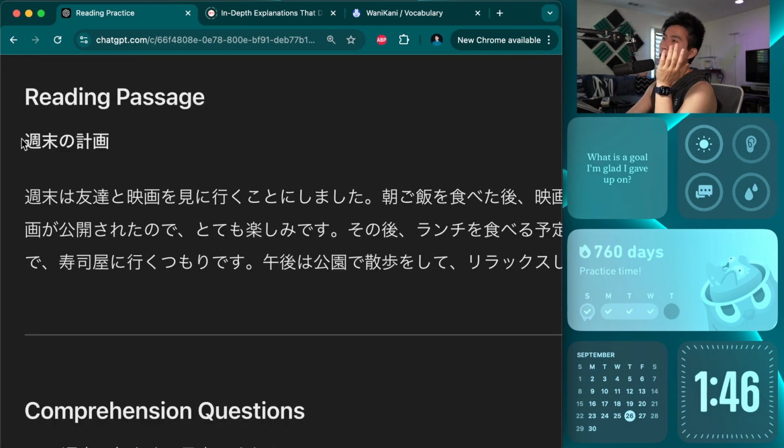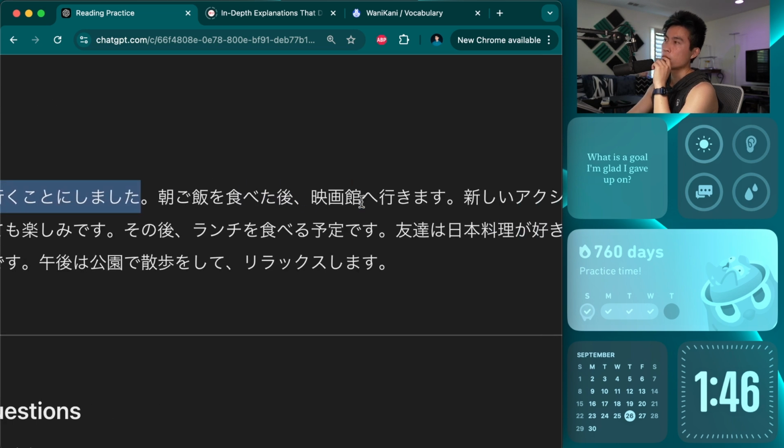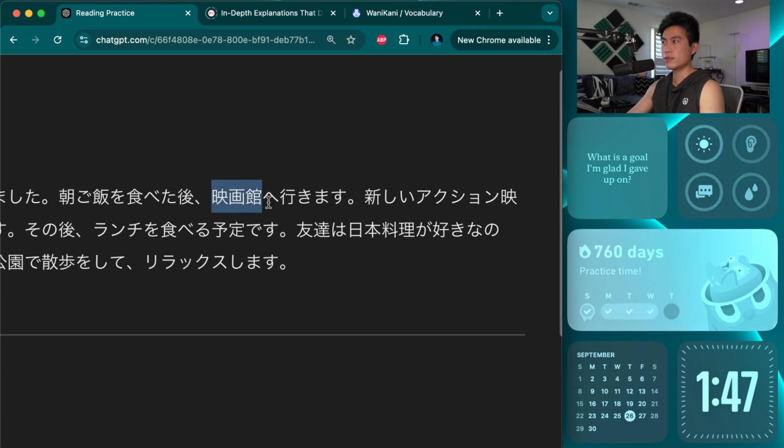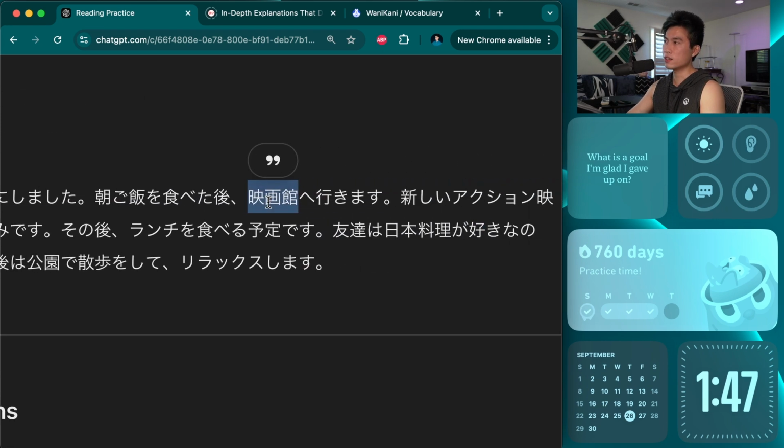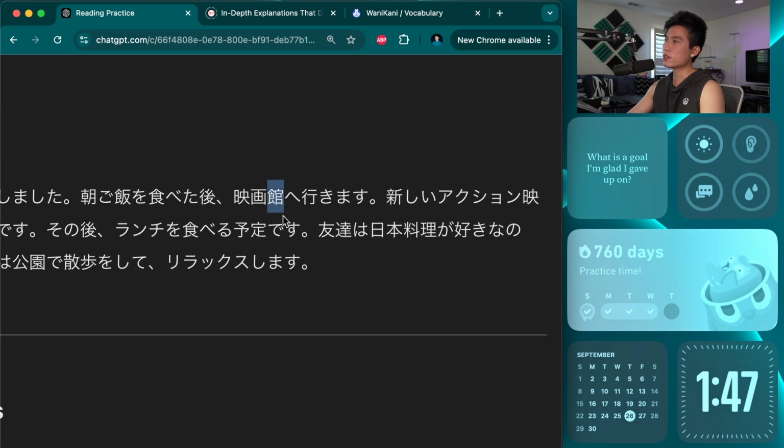I already don't know what this is. I mean, yeah, I don't know what this is. Is this... it's not shumatsu, is it? I feel like shumatsu has a different kanji on the right side. 何々は友達と映画を見に行くことにしました。朝ごはんを食べた後、映画... This isn't 映画, right? Getting confused. Is it 映画? Yes, it is 映画. But what is this right here?